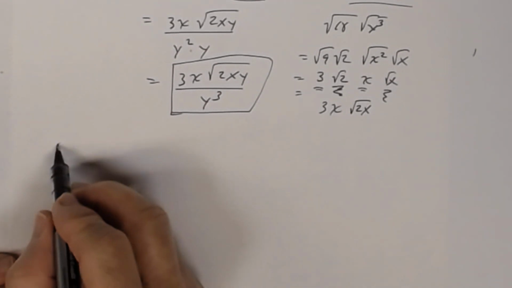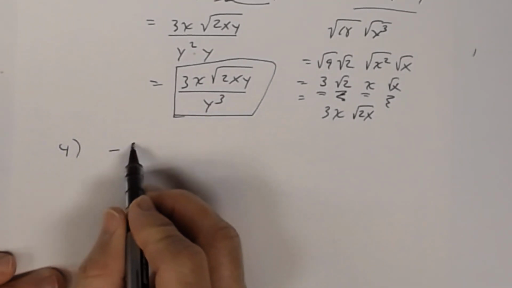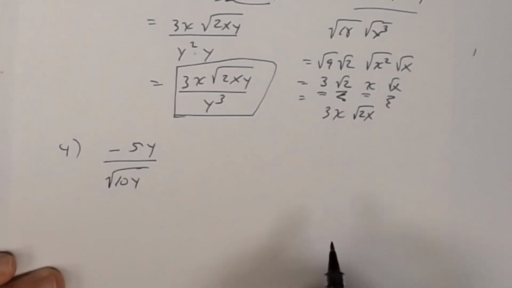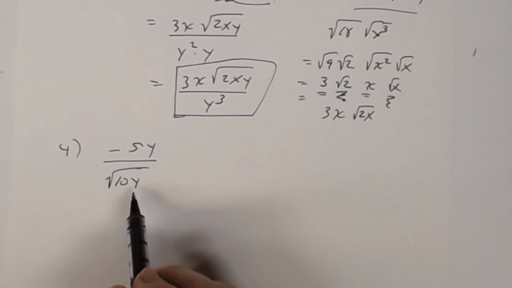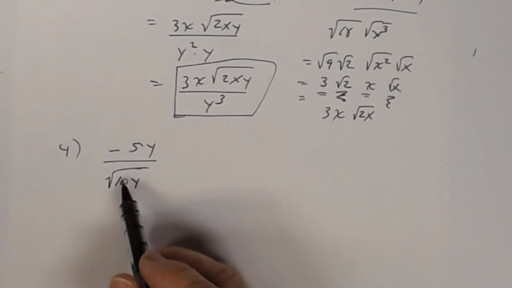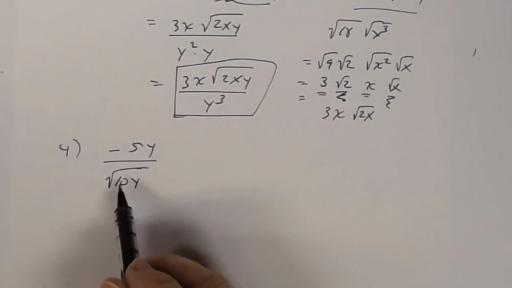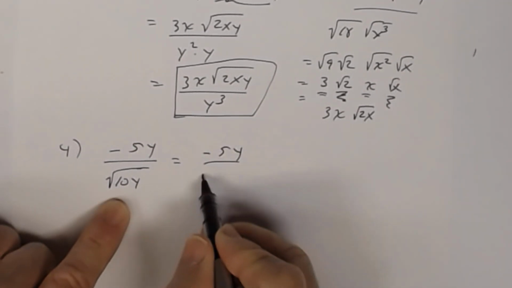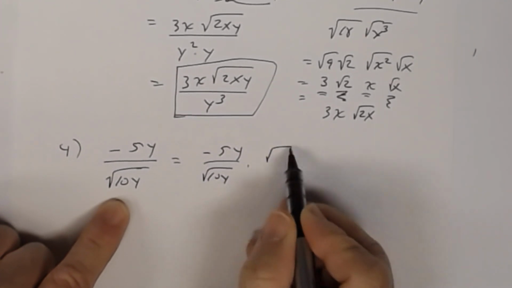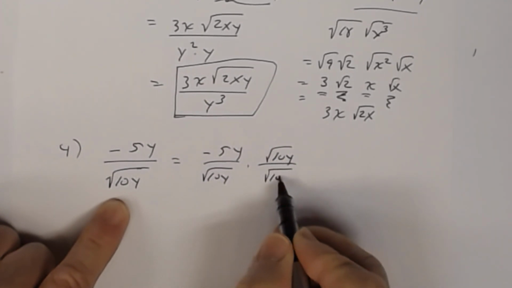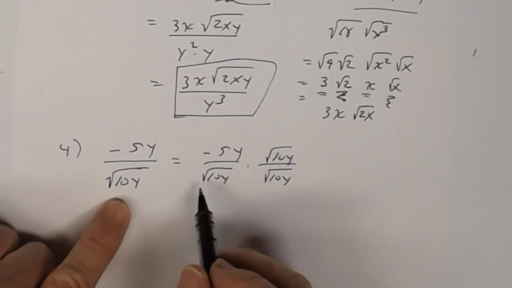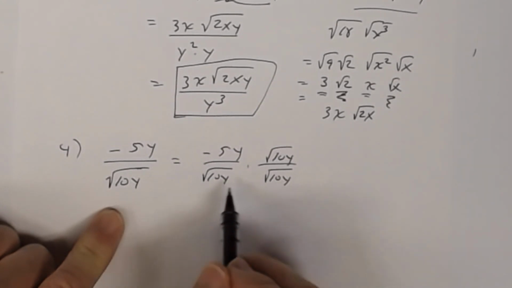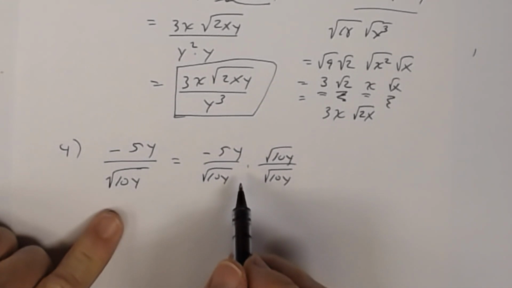All right, let's look at number 4. Number 4, we have negative 5y divided by the square root of 10y. All right, so this one's easy because you have no number in front of the square root, and then we all know that to get rid of that square root, I'm going to go ahead and multiply both numerator and denominator by that square root of 10y. And I cannot simplify the square root of 10, I cannot simplify the square root of y. So I'm going to go straight to this. There's only one path to take, and that's this one. You can't do anything else.